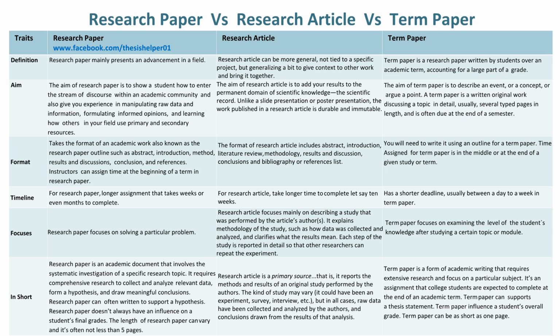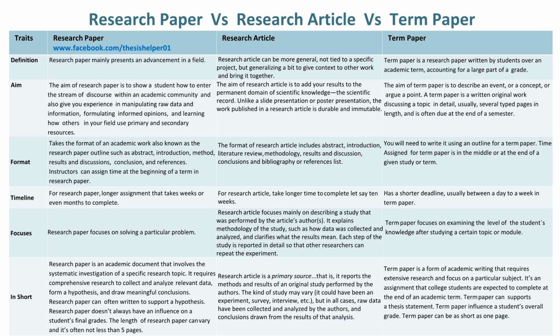Whereas term paper is a research paper written by students over an academic term, accounting for a large part of a grade. The aim of research paper is to show a student how to enter the stream of discourse within an academic community and also give you experience in manipulating raw data and information, formulating informed opinions, and learning how others in your field use primary and secondary resources.